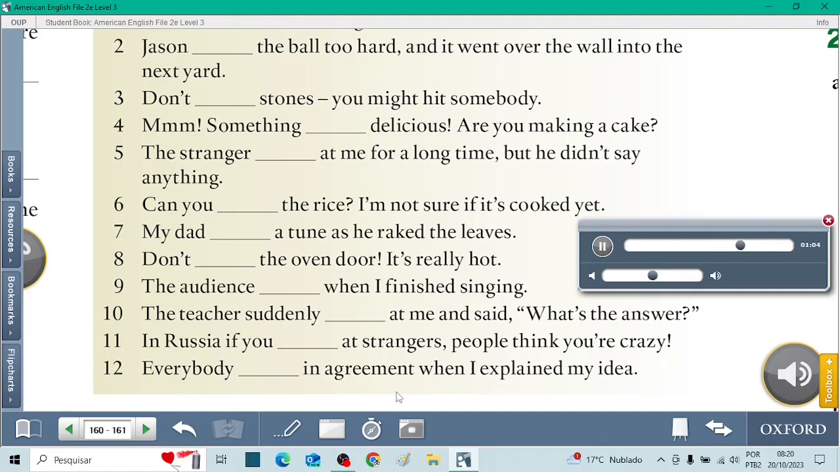9. The audience clapped when I finished singing. 10. The teacher suddenly pointed at me and said, "What's the answer?" 11. In Russia, if you smile at strangers, people think you're crazy. 12. Everybody nodded in agreement when I explained my idea.